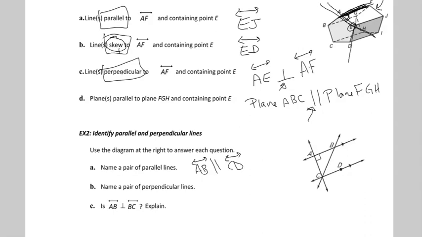Name a pair of perpendicular lines. Well, AB would be perpendicular to what? AC. Perpendicular because they have the right angle marker. Is AB perpendicular to BC? Is there a right angle marker here? Nope. All right, fantastic. Let's keep moving on.